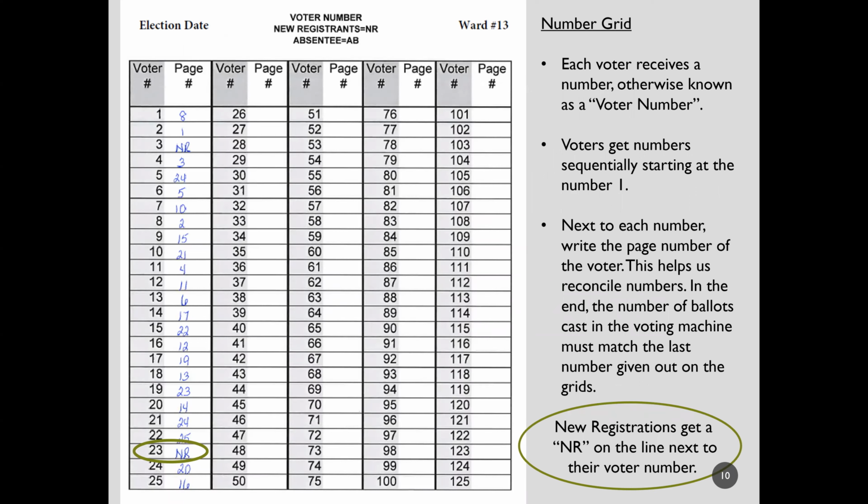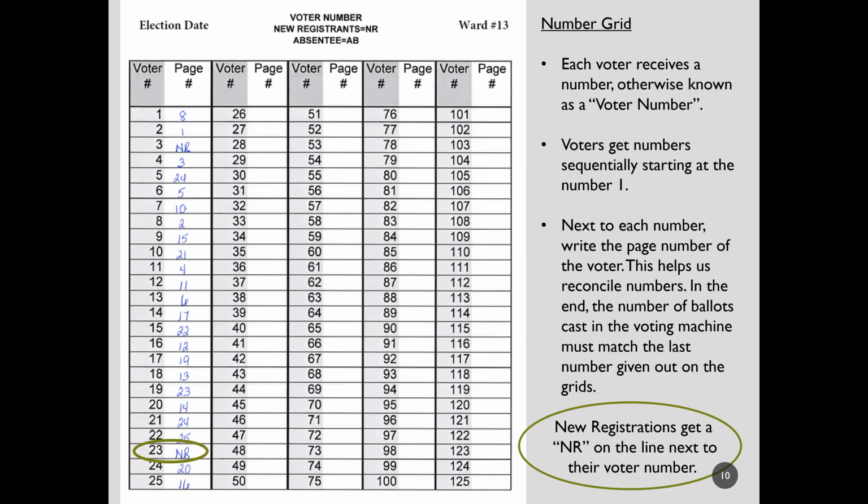This next slide talks about number grids. So this is your number grid, which you will always start out as voter number 1 at each table, because we now are doing central count. You don't have the absentee numbers on here. Each voter receives a number, otherwise known as the voter number. Voters get the numbers sequentially, starting at the number 1.